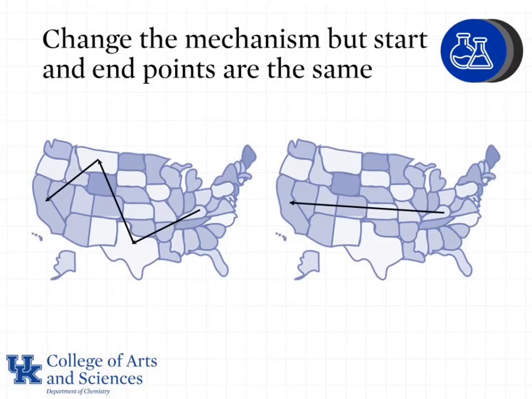Another way to think about the mechanism is to think about a trip. If we start in Kentucky but take some detours, we can still end up in California. So our starting point and end point are the same, but the number of miles that we cover and the path we took vary. And so this is another example of changing the mechanism of a reaction, which is the function of a catalyst.